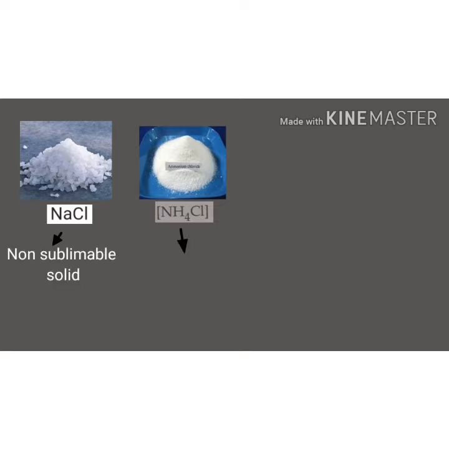Have a look at this. There are two chemicals. First is sodium chloride, which is commonly known as salt, and the second is ammonium chloride. The formula of sodium chloride is NaCl and of ammonium chloride is NH4Cl. Sodium chloride is non-sublimable, meaning it does not directly convert into vapor on heating, whereas ammonium chloride sublimes on heating, meaning it can convert directly into vapor on heating.